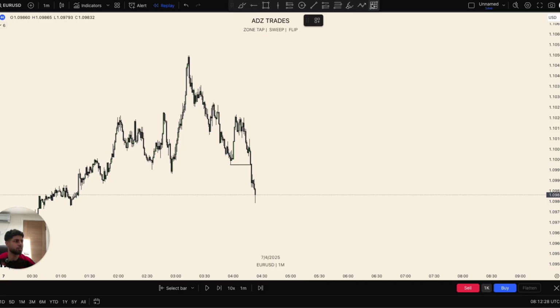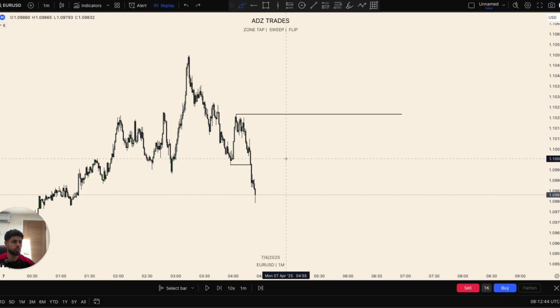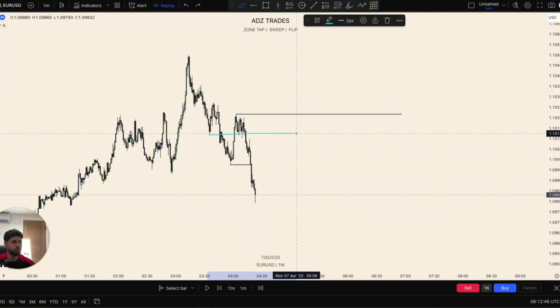That means I have a zone now. Well, firstly, I have a low here, and now this is my protected high. Above my protected high, I don't want any unmitigated areas of supply. If it does, your structure is invalid. You're going to wait for the next one. So this structure here, we have no unmitigated area of supply. You can see we fully mitigated the one above.